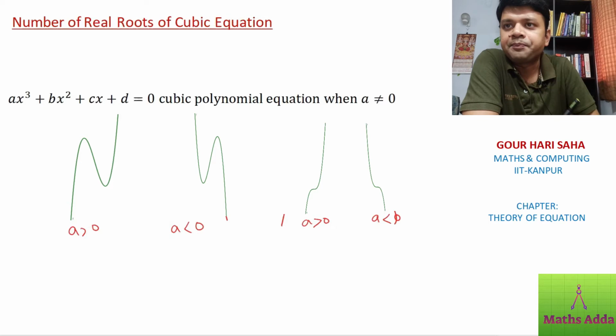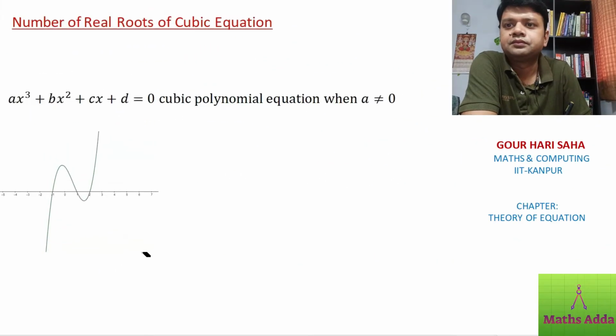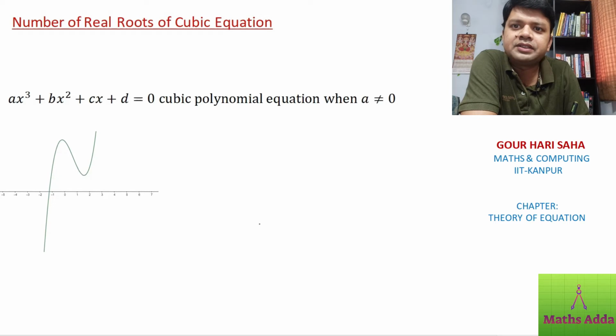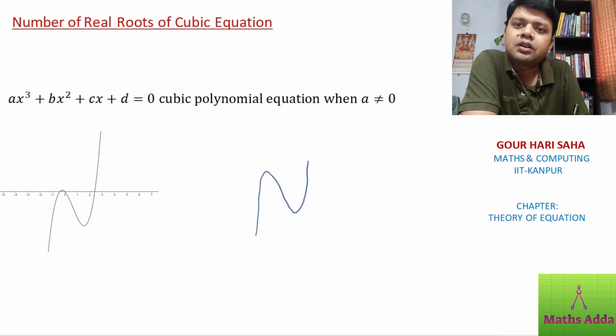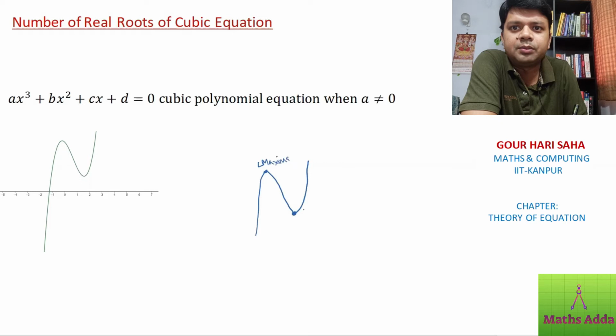So let's look at this graph. Graph is like this one, right? These are called local maxima or local minima, right? This is local maxima and this is called local minima.